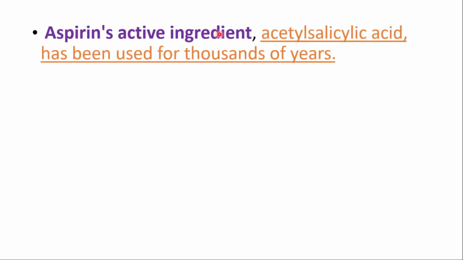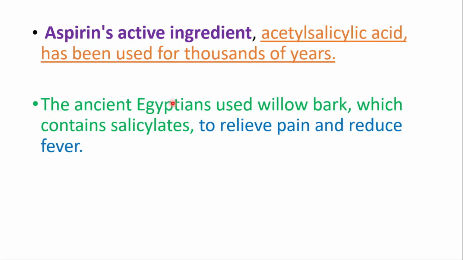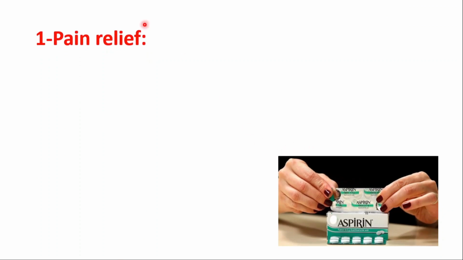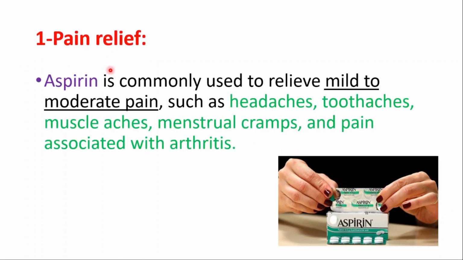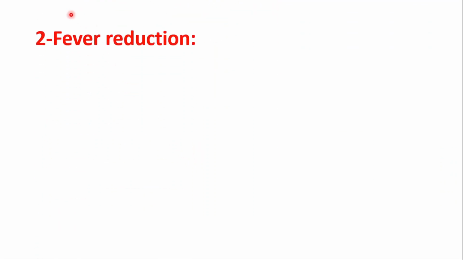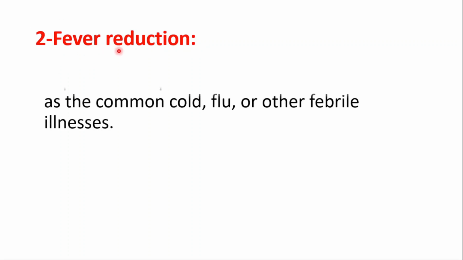Aspirin's active ingredient, acetylsalicylic acid, has been used for thousands of years. The ancient Egyptians used willow bark, which contains salicylates, to relieve pain and reduce fever. Number one, we have pain relief. Aspirin is commonly used to relieve mild to moderate pain, such as headaches, toothaches, muscle aches, menstrual cramps, and pain associated with arthritis. We also use it in fever reduction.